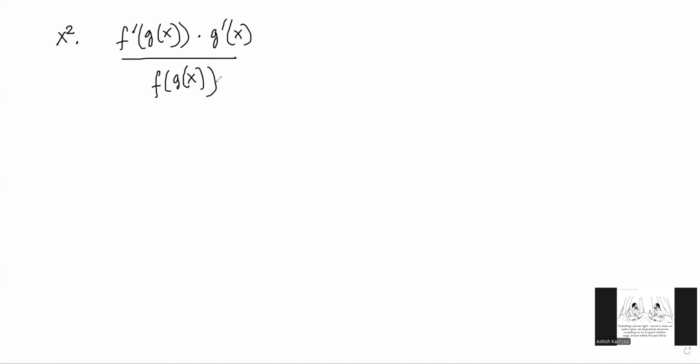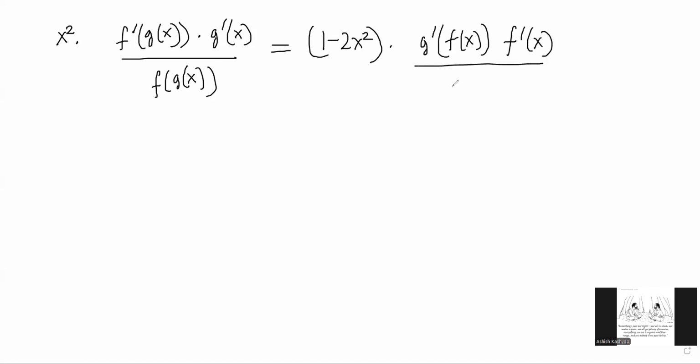So what I'm doing is x square here, and I am putting f dash g of x, keeping that on the left hand side itself, keeping g dash x also on the left side, and I am bringing f of g of x from the other side here. And similarly, on this side, I'm going to put 1 minus 2x square, which was already there. g dash f of x was already there. f dash x was already there. I'm bringing g of f of x from the left-hand side to this side.